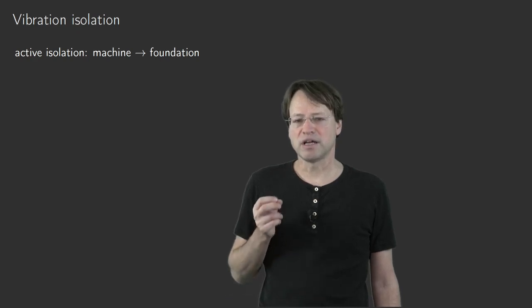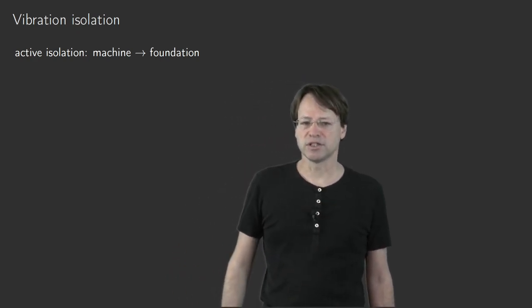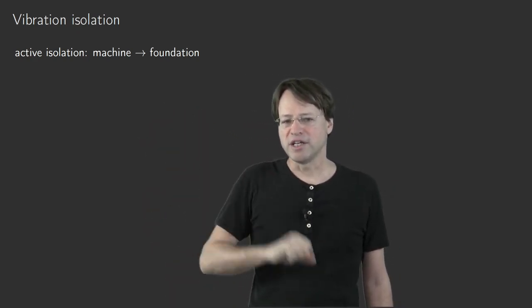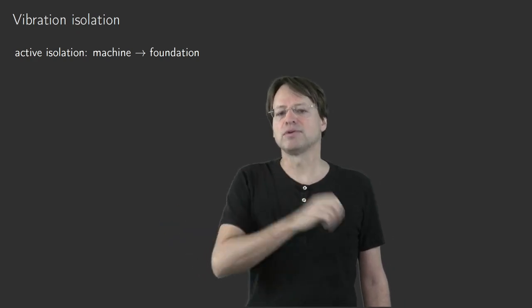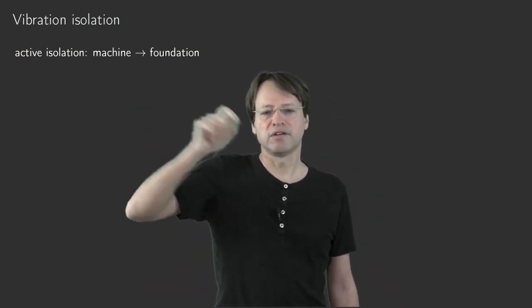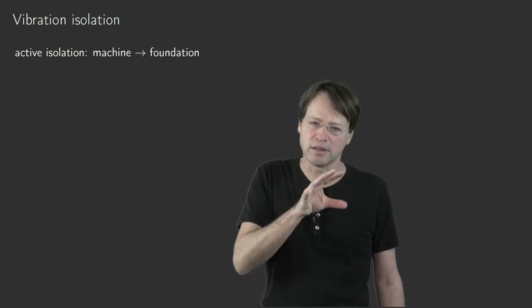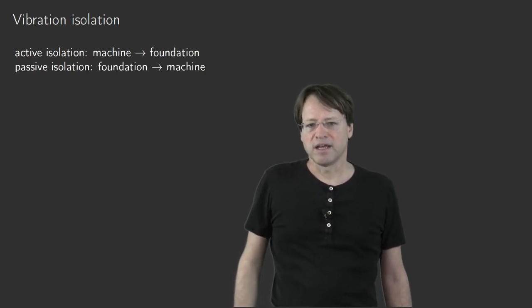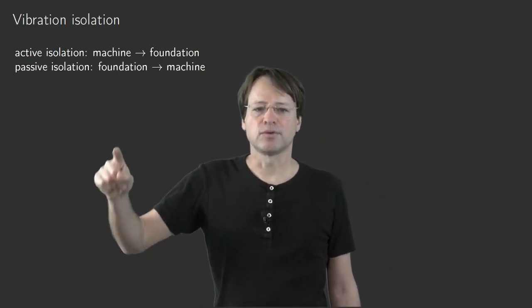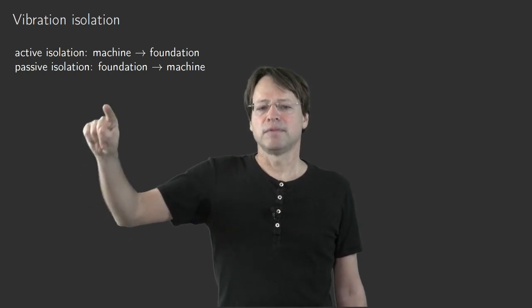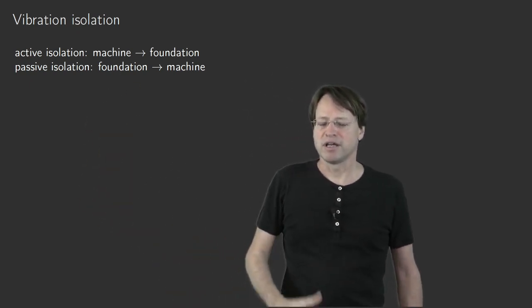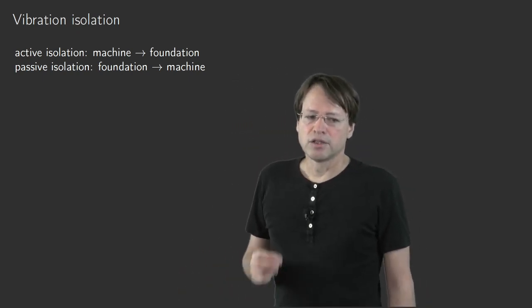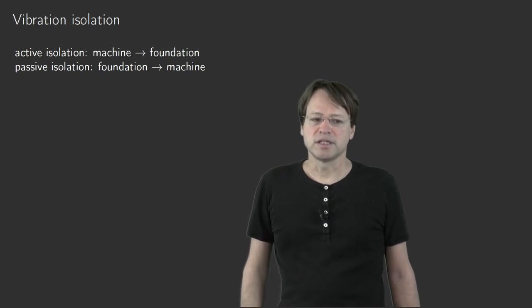Therefore, what we need is some kind of passive vibration isolation. So we would like to isolate the machine and the foundation against vibrations of the foundation. In active vibration isolation, we would like to isolate the foundation against vibrations of the machine, and in passive vibration isolation, we would like to isolate the machine against vibrations that take place or are transmitted from the foundation. So the objective for both cases is the same.